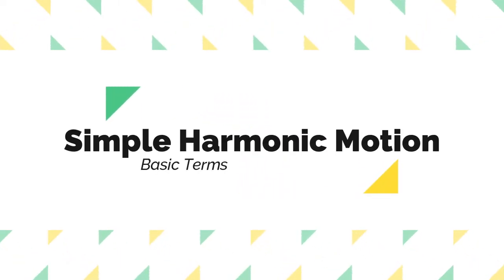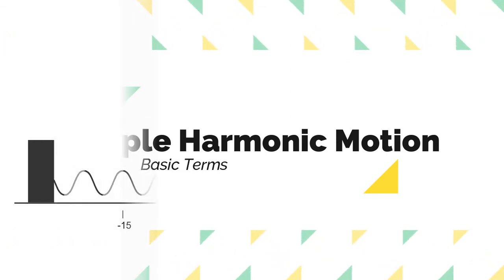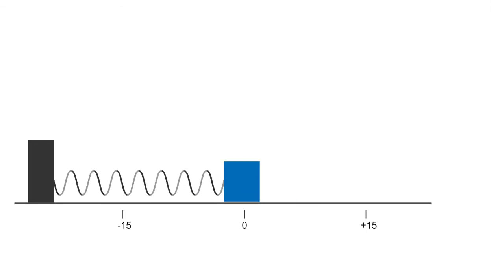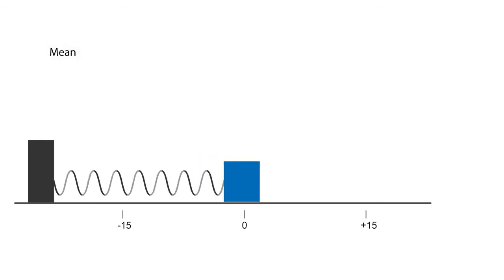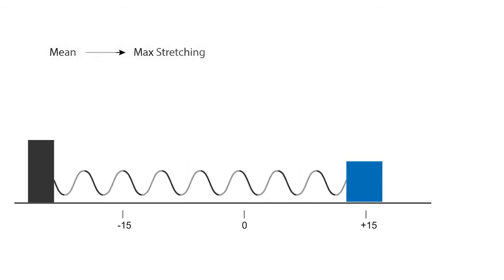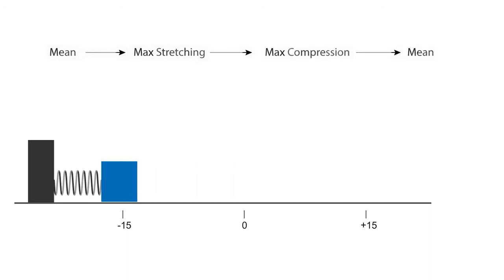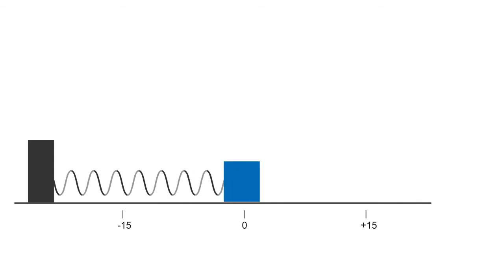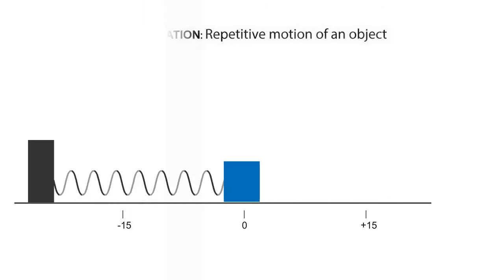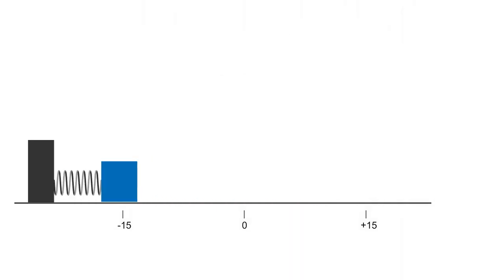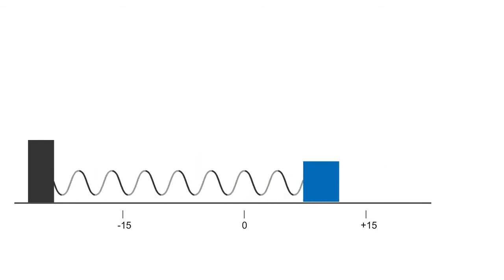In this video, we'll go over some basic terms of simple harmonic motion. So here we have a mass spring system, which is a typical example when discussing this topic. Notice its motion. It periodically moves from its mean position to max stretching, and then to maximum compression, and then back to mean. Now this repeated motion is one complete oscillation. Oscillation is just a repetitive motion. It happens at a very predictable rate, and you can find out how long each cycle of the oscillation lasts.